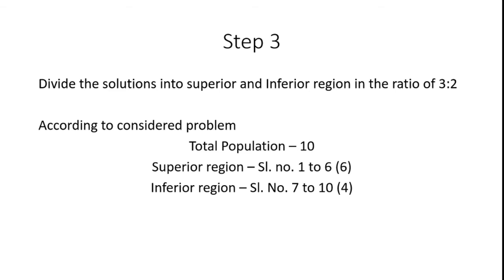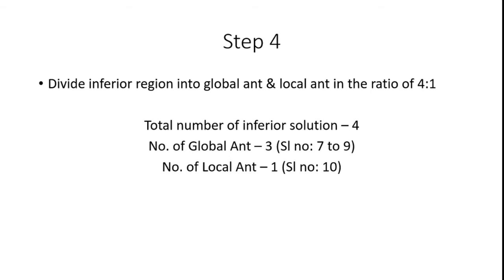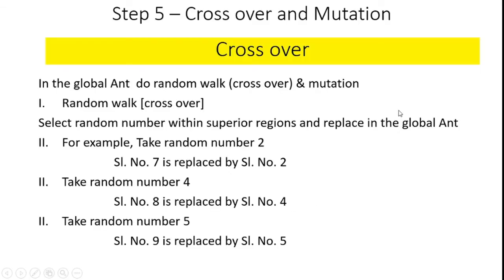First step is to generate the initial population. After that, sequencing the initial population and separating the inferior and superior region. And then the inferior region I separate again, with respect to the 4 is to 1 ratio. And then step 5. Step 5 is the crossover and mutation step. Here, like in a genetic algorithm, crossover and mutation are also available. Ant colony optimization also has its own crossover and mutation procedure.